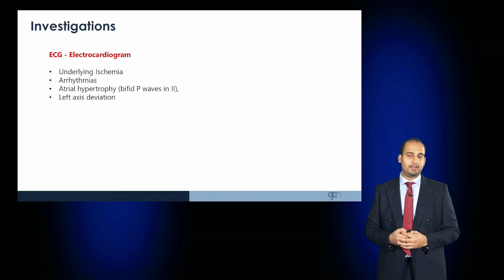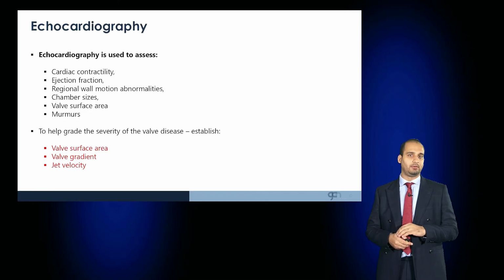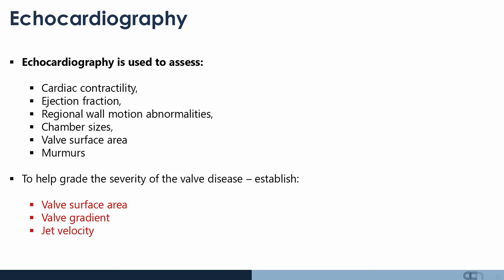ECG is useful to determine whether there's any underlying ischemia or acute coronary syndrome, and whether there's a presence of arrhythmias or consequential atrial hypertrophy, which manifests as bifid P waves, particularly seen in lead 2, and whether there's any left axis deviation. But the key investigation is echocardiography, and this would allow you to assess cardiac contractility, the ejection fraction, whether there's any regional wall motion abnormalities, the chamber sizes, and the valve surface area, and whether there's any other murmurs. And the investigation would allow you to look at the valve surface area, the gradient, and the jet velocity, which will be used in the management of this condition.